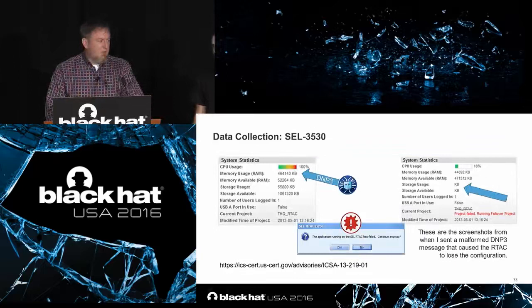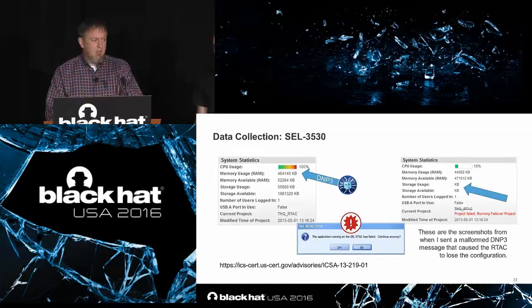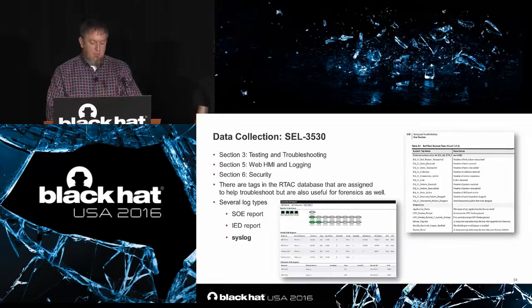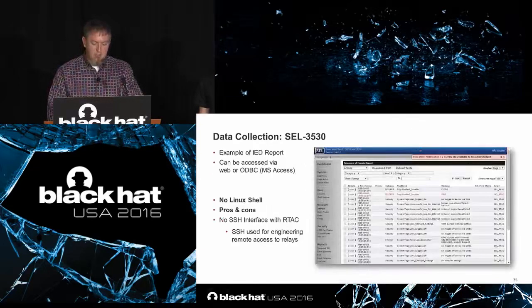So here's an example. I did some DMP3 research several years ago, and here's a screenshot whenever I send a malformed DMP3 packet. You can see it sent the CPU usage to 100%, and then eventually it watchdogged and rebooted. And then the next picture shows the project failed, running failover project, and storage usage and storage available went to 0. Very interesting. You can see quickly which different ports are being used, and there's some troubleshooting points that it stores in the tag database, and you can also look at syslog.